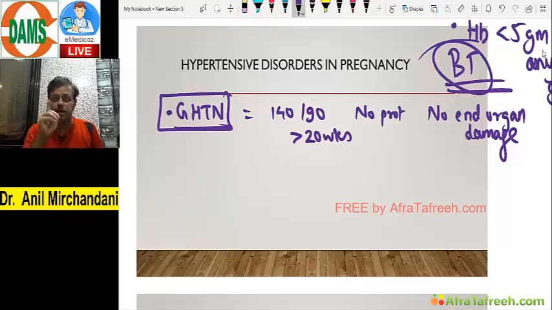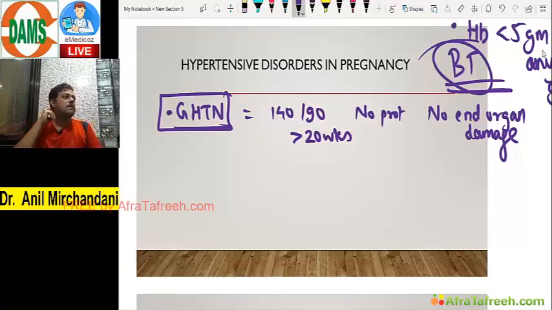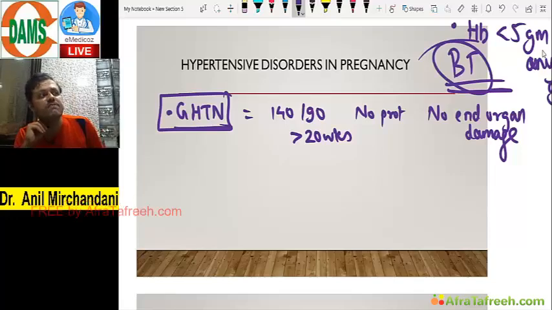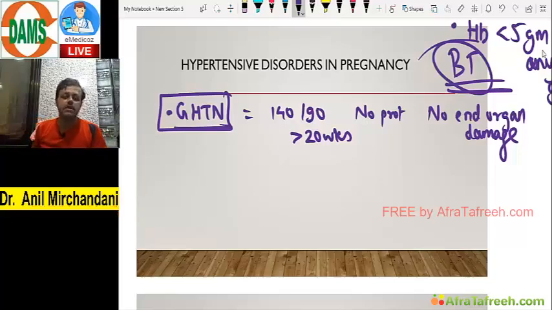One word of caution: you need 2 readings 4 hours apart, but this rule of 2 readings 4 hours apart is relaxed if the patient's initial BP is 160/110. If the patient already has a severe hypertensive condition, 160/110, don't wait for 2 readings 4 hours apart. Start the treatment then and there, give her antihypertensive. Am I clear? Gestational hypertension.